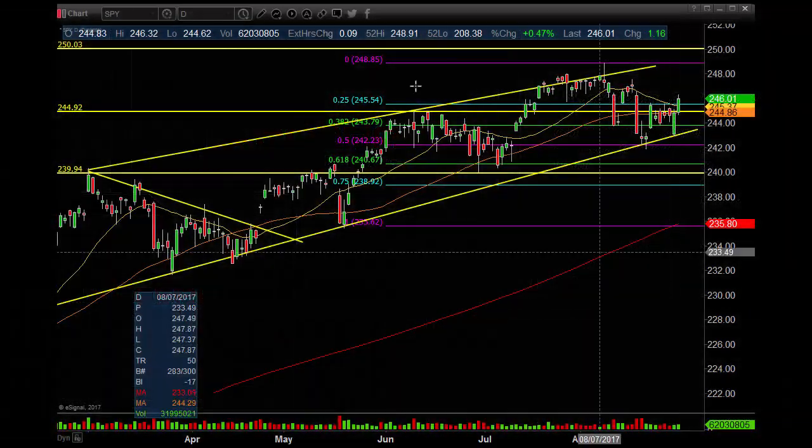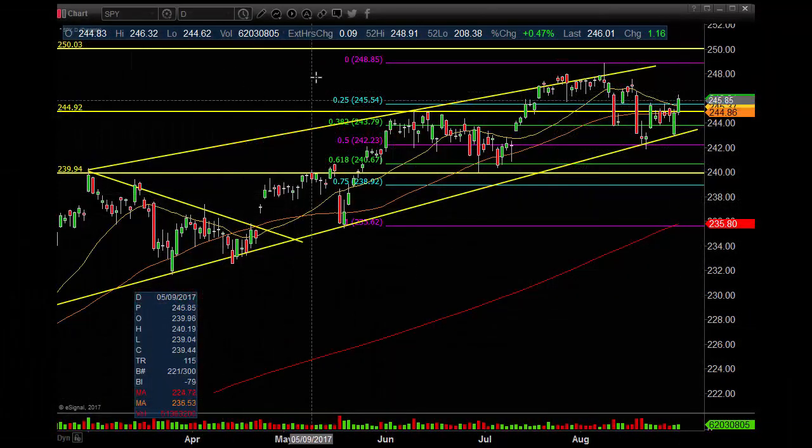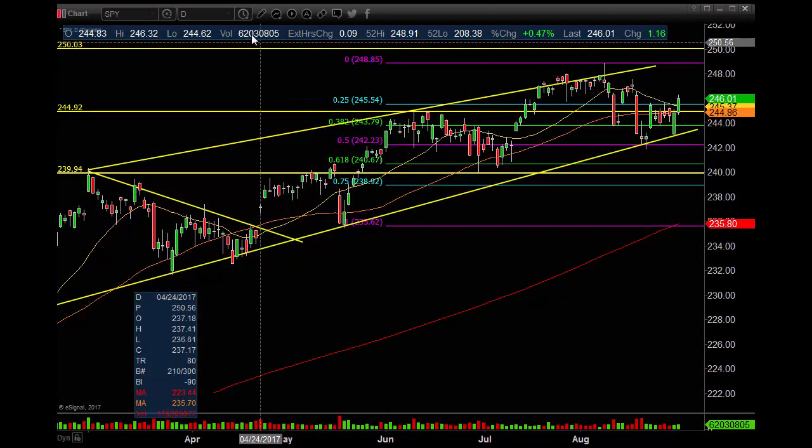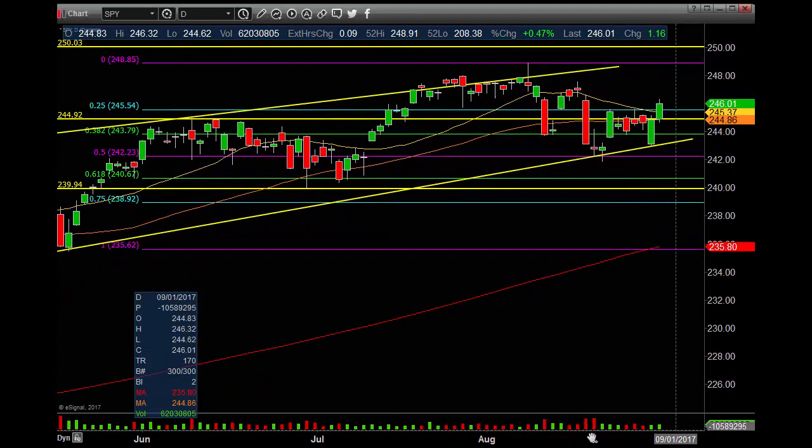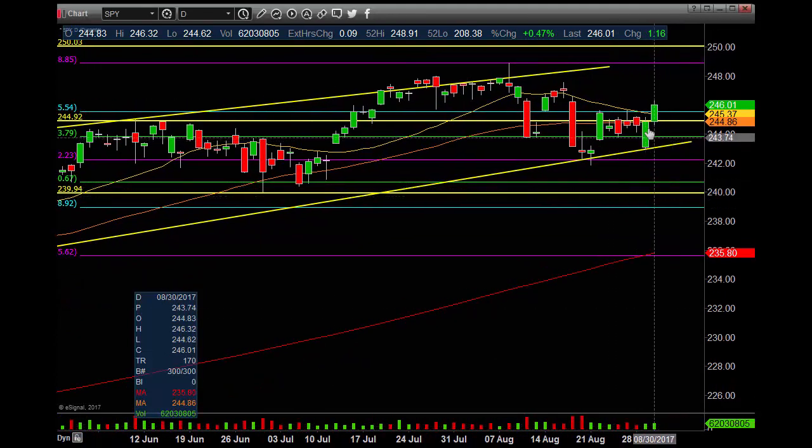All right, guys, let's get right to the daily chart on the spider. So we had 62 million on the day. Not a bad day, even with the after hours action. 62 million. Yesterday we had 50, so it was slightly heavier from yesterday, and they pushed it back above the 50 and the 20 MA, guys.